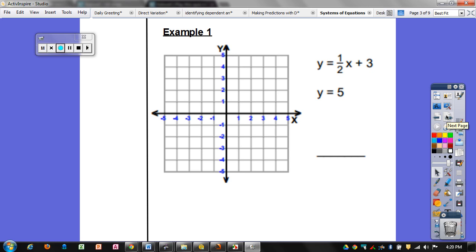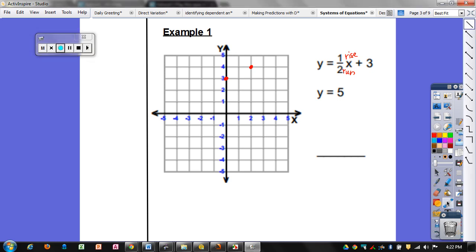For example 1, I have y equals 1/2 x plus 3. So I'm going to graph this one first. I'm going to start with the y-intercept. My y-intercept is positive 3, so I'm going to place that point right here. And then my slope is 1/2, so my rise is 1 and my run is 2. So rise over run. This will be my next point right here.